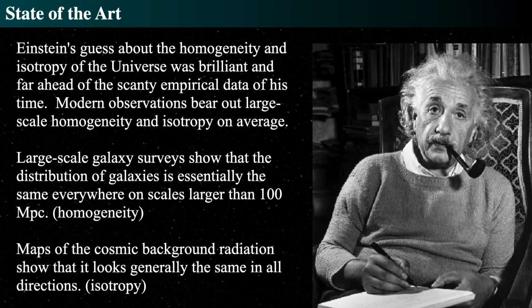And maps of the cosmic background radiation. That's even more important, because that's really old light that's traveled through, so it could get affected by anything on its trip to us. That cosmic background radiation, as well as pencil beam surveys, show that it looks the same in all directions, and that bears out the isotropic concept. So Einstein's guess was really right. He just added a cosmological constant in.